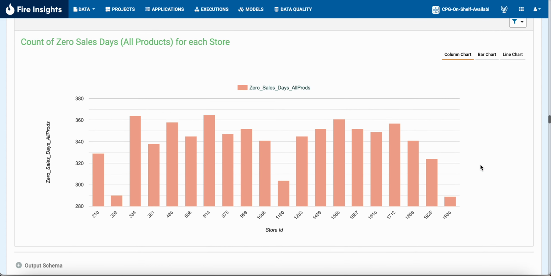Here we have the store ID versus the count of 0 sale days. 0 sale days are an important metric for on-shelf availability, as products that are not being sold regularly should be stocked less often. And we want to ensure that we also are maintaining the same pace of stocking for our items.